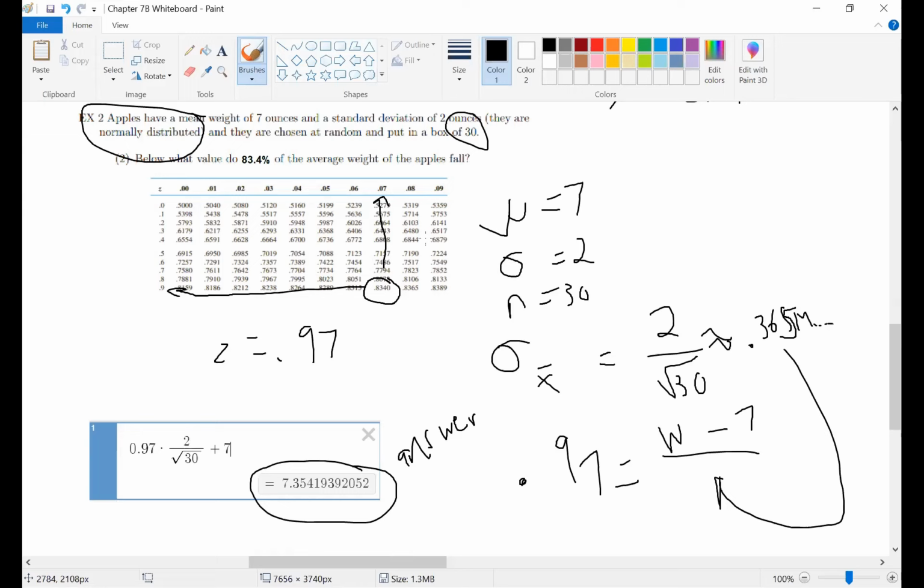On the exam, if you're asked to work backwards, I will give you probabilities that directly correspond to one in the table. So for example, I won't give you 0.8341 because that's technically not there. All you could do was guess that it was between 0.97 and 0.98. I will give you exact values that correspond to this table.